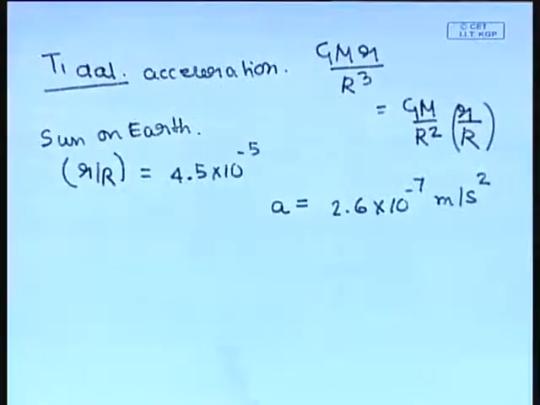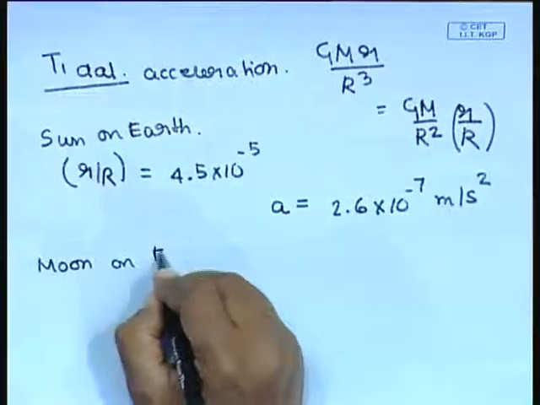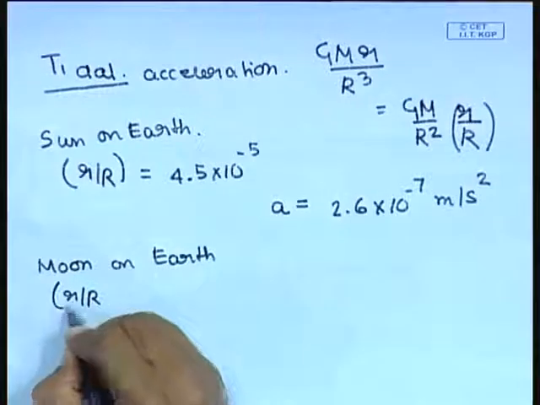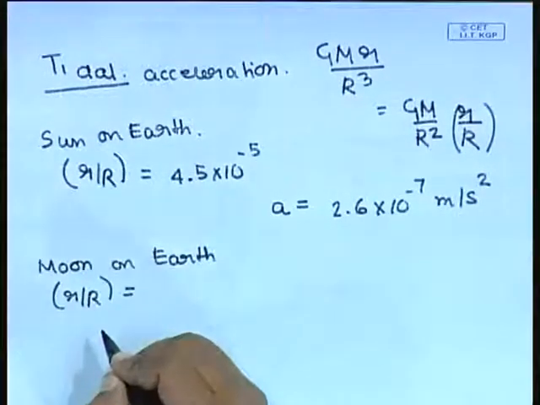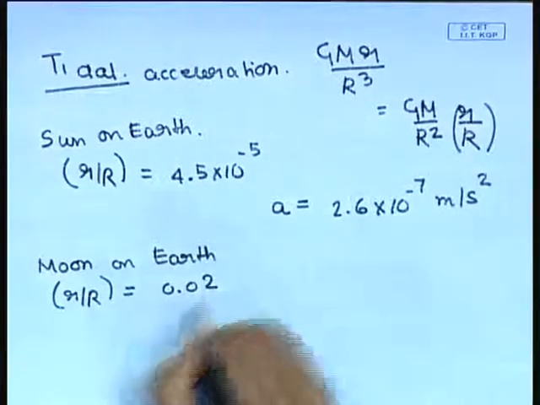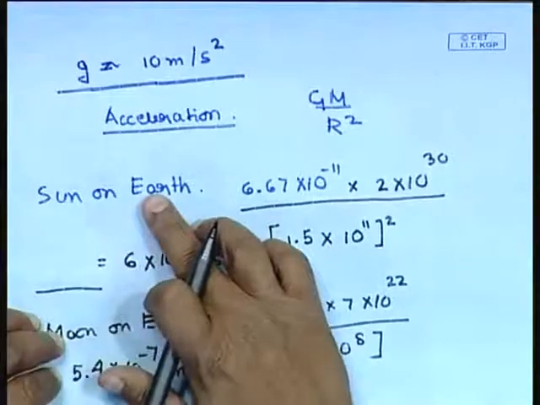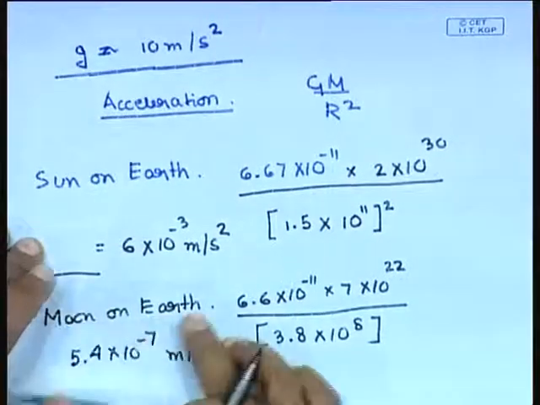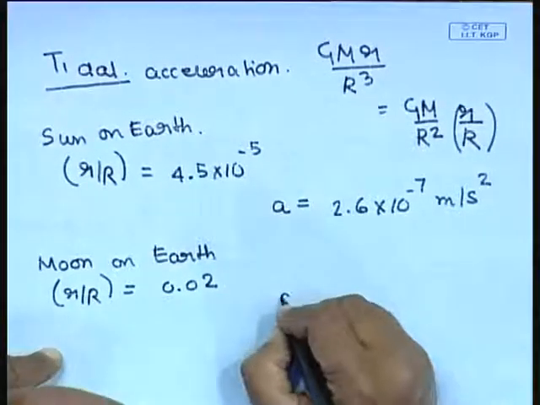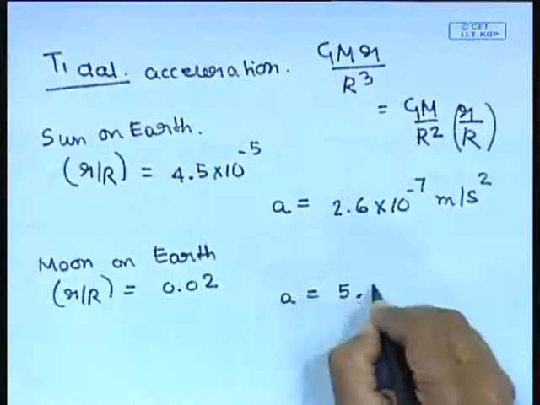In contrast, if you look at the moon on earth, the tidal acceleration of the moon on the earth, the earth-moon distance is relatively not that small. This ratio comes out to be 0.02. So you see, even though the acceleration of the sun on the earth is much larger than the acceleration of the moon on the earth, the tidal acceleration produced by the moon is larger than the tidal acceleration produced by the sun.